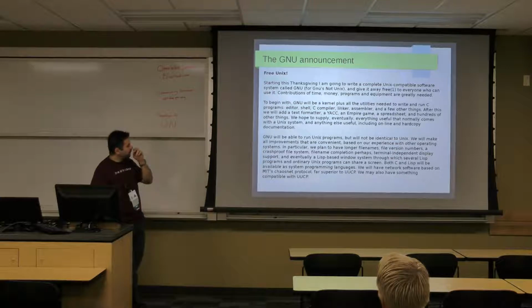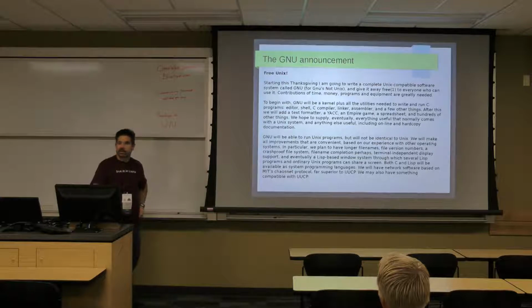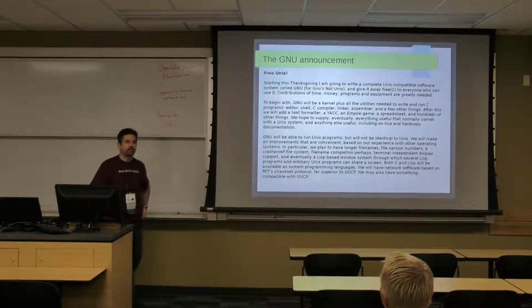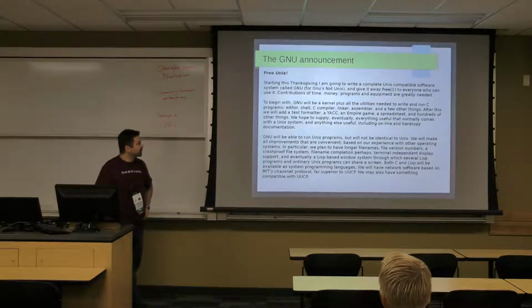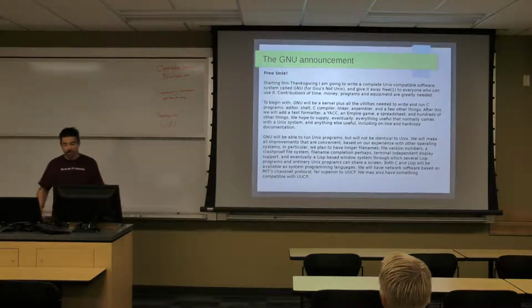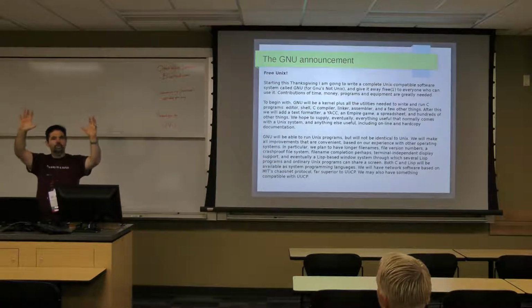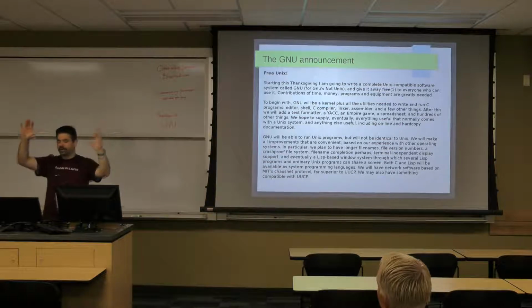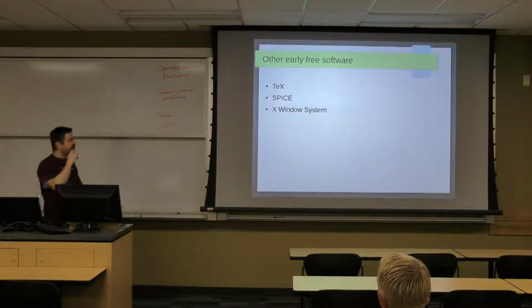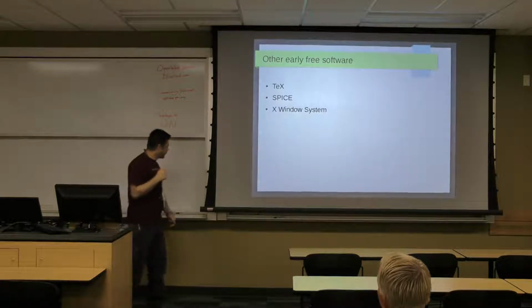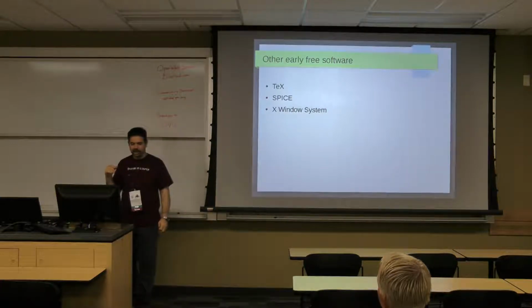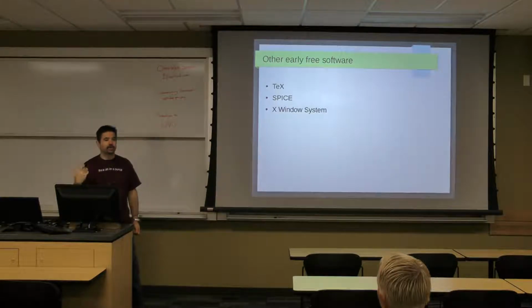Along the way, they created the GNU C compiler, which is one of the best compilers available, the best as far as free tools go, and other lexical parsers and things that you need to build a Unix operating system. So they were making their way towards this grandiose end goal of a free Unix. Some other things that happened during the 80s: Donald Knuth, a famous computer scientist, created a layout language called TeX.